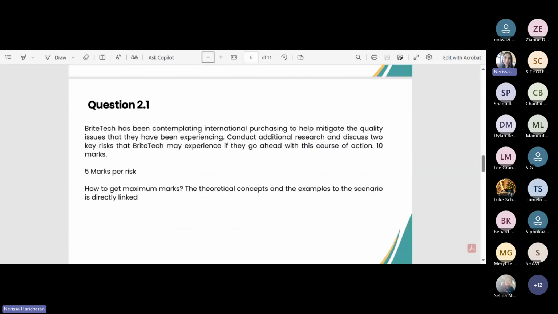Okay. Then we're going to go to question 2.1. So Brightech has been contemplating international purchasing, so this is basically importing some of their items to help mitigate the quality issues they've been experiencing. Conduct additional research and discuss 2 key risks that Brightech may experience if they go ahead with this course of action, for 10 marks. So they're asking you for 2 risks at 5 marks each for a total of 10 marks.